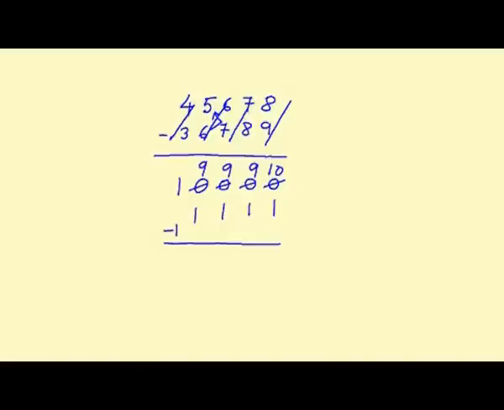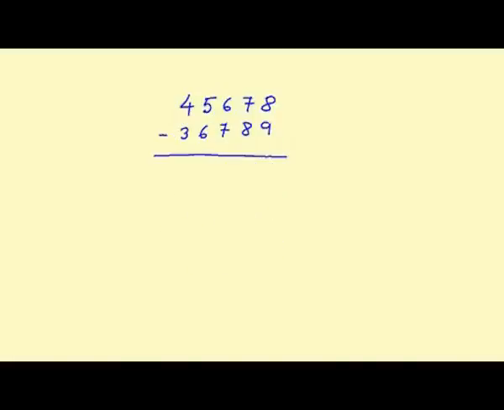Now we make it 9 minus 1 is 8, 9 minus 1 is 8, 9 minus 1 is 8, and 10 minus 1 is 9. That's it. 8889 is the answer of the complex subtraction 45678 minus 36789. Isn't it simple?